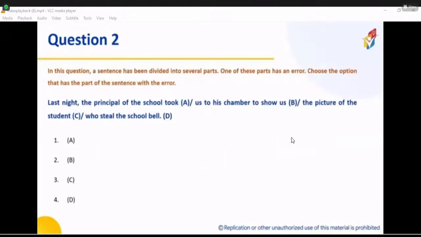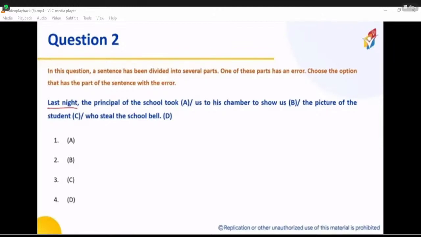Let's go forward. Let's look at the next question. Last night, the principal of the school took us to his chamber to show us the picture of the student who steals the school bell. So last night is an important indicator, if you see. This as well is a sentence error identification question type. So here as well, the sentence is being divided into several parts. You have to identify the part with the error.